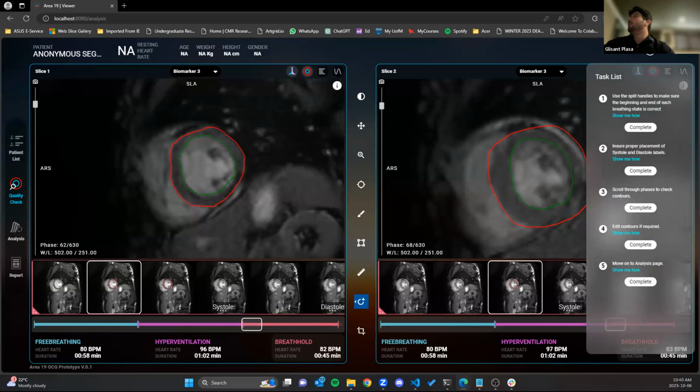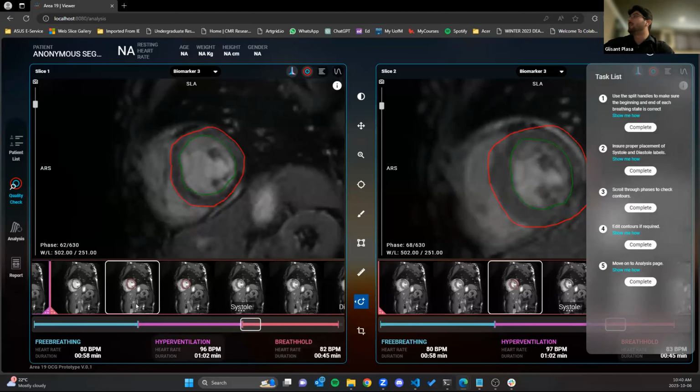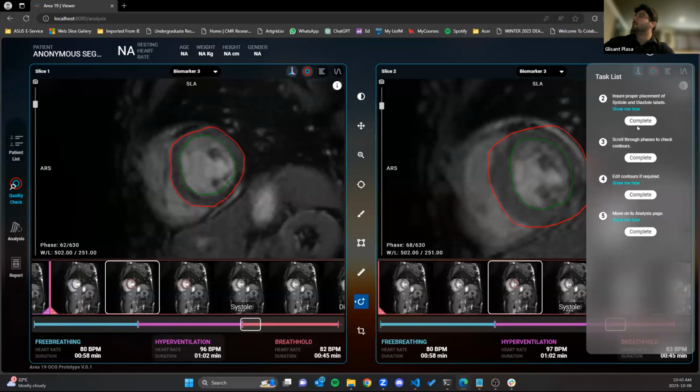So here, for example, the user will have to start by using the split handles that are present here in the navigation bar to make sure that the beginning and end of each breathing state is correctly assigned by our machine learning algorithm, so they can easily navigate through these if required. Once that step is complete, they can click complete to move on to the next one.